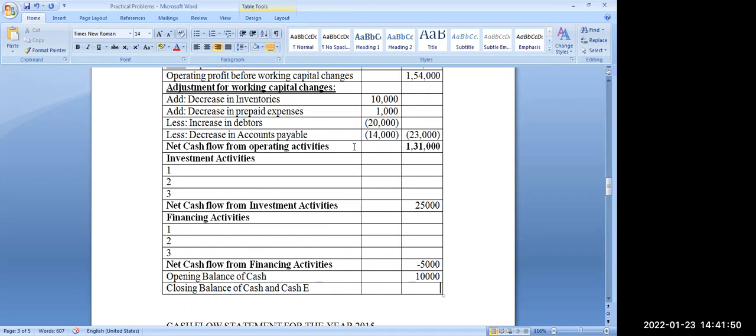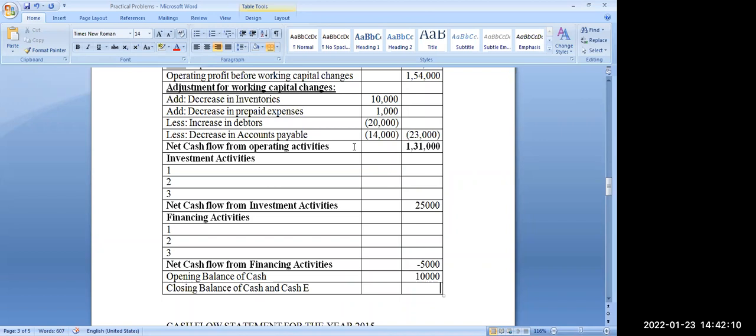Any doubt in the cash flow statement? Preparation of cash flow statement are the three activities. So the opening balance of cash should come at the top, or from where did it come? Opening balance of cash will come from the last year balance sheet. Last year balance sheet closing balance of cash is the current year opening balance.